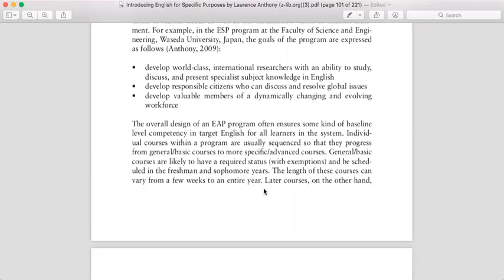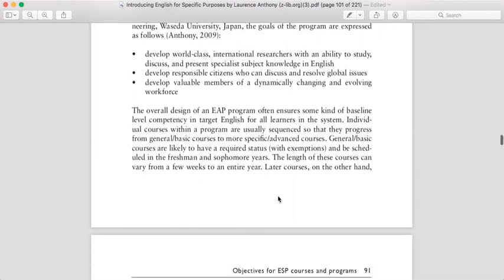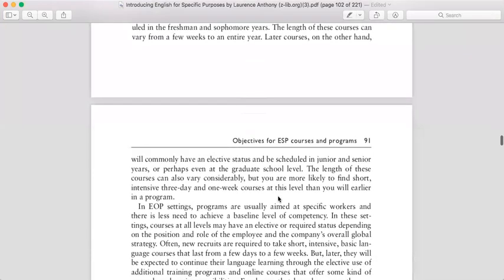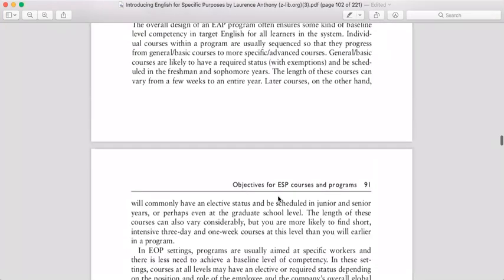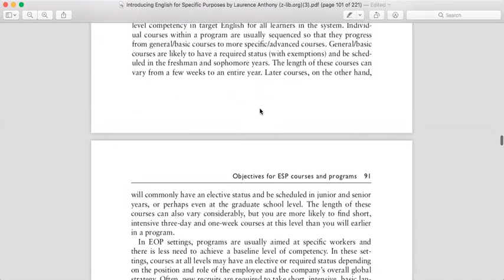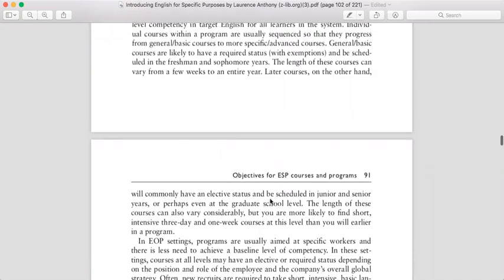Now curriculum also tells you about the length of the course. The length of the course or the curriculum can vary from a few weeks, if it's EOP, because people who are already working have less time, and they are usually interested in condensed, quick courses. So the curriculum can vary from a few weeks and can go on to an entire year.